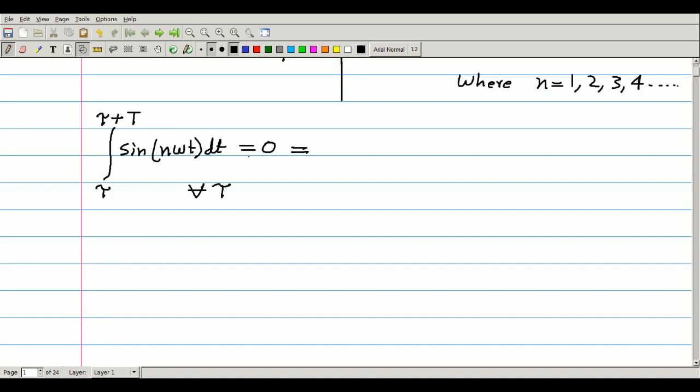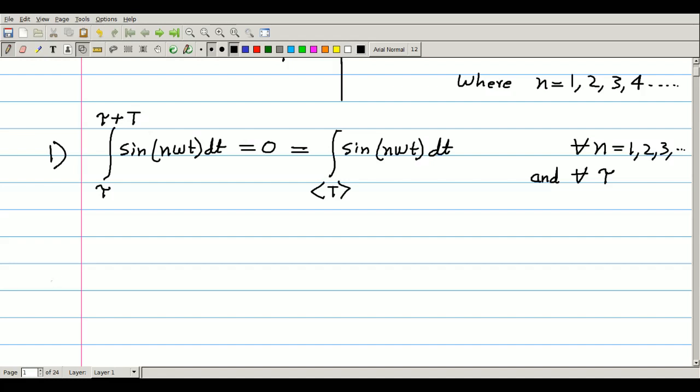We will write this with this symbol, which means the integration is carried over a total time of capital T, no matter at which point you start your integration. So this is always 0. That is fact number 1, we all know. This is true for all time tau and for all integers n equal to 1, 2, 3, etc.